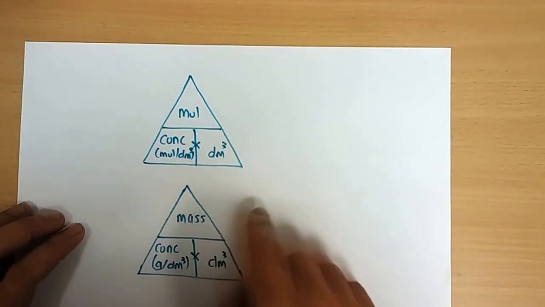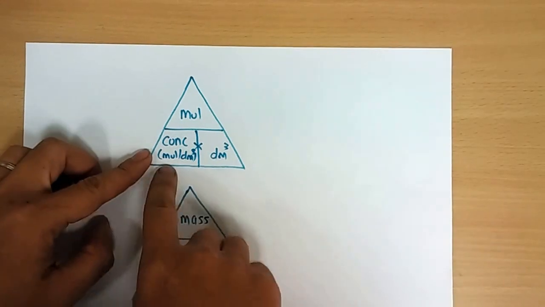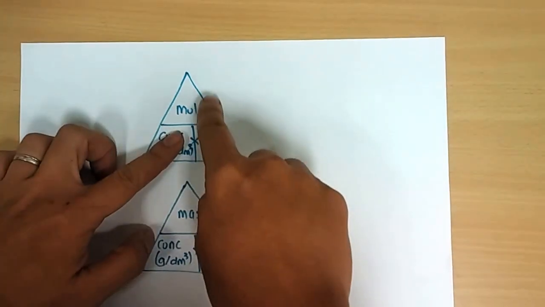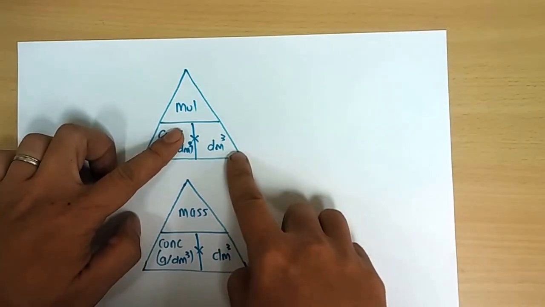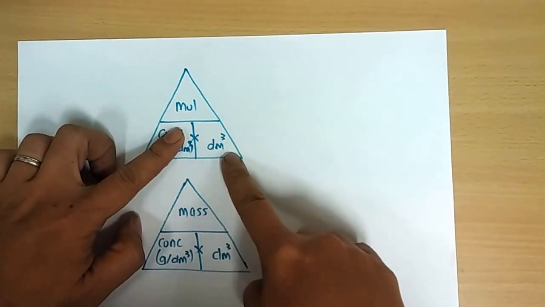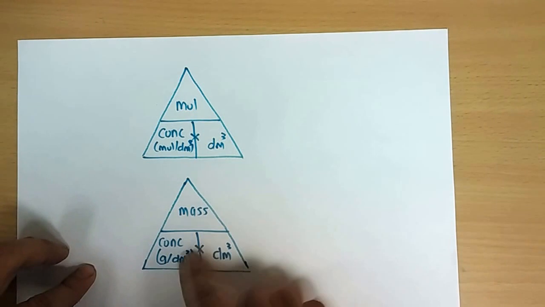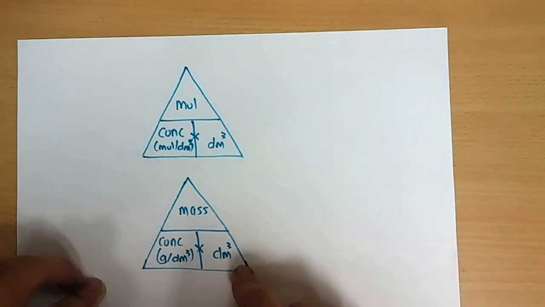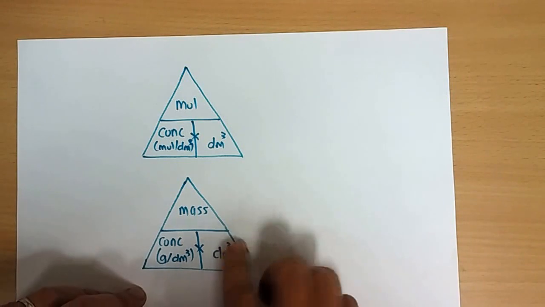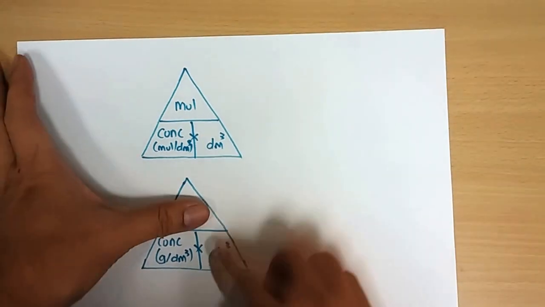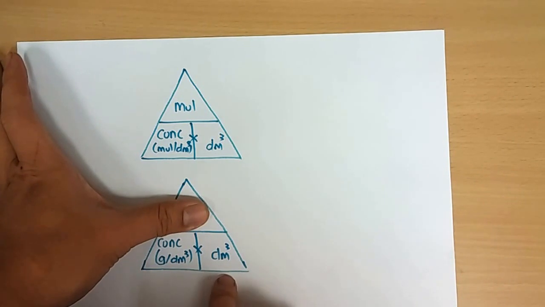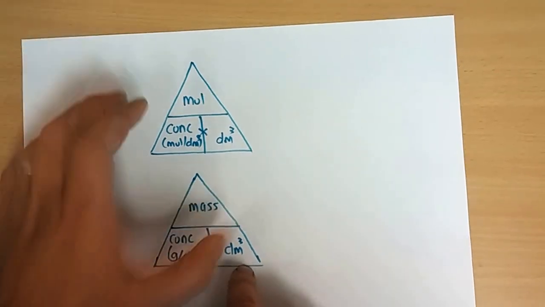Now, the formula that we can use is, if I am calculating concentration in terms of moles per dm cube, I will take the mole divided by the volume, and the volume must be expressed in dm cube. Similarly, mass over dm cube. And if I am looking for the mass, I will take the concentration times the volume. Take note, the volume here is not 24 dm cube. That is for volume of gases.